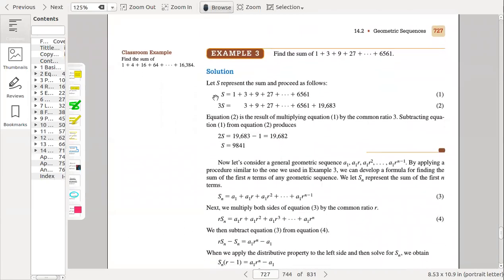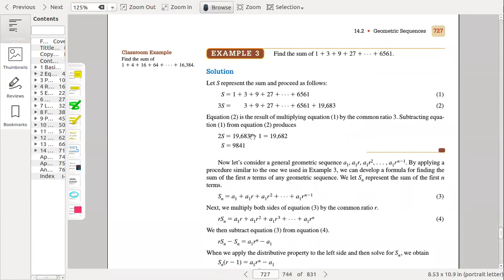So here is the solution. Let S represent the sum and proceed as follows. S is equal to 1 plus 3 plus 9 plus 27 plus so on. If we multiply this S by 3, we get 3S is equal to 3 plus 9 plus 27 plus so on. We have written one more term because we have skipped the first term, just to develop the formula. So equation 2 is the result of multiplying equation 1 by the common ratio.